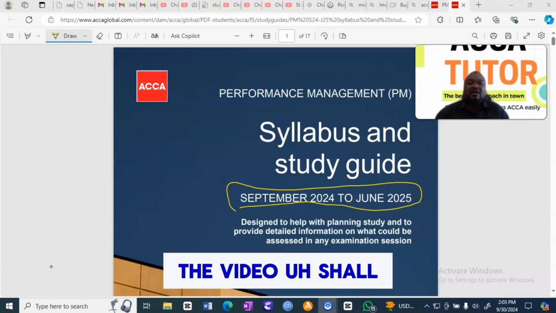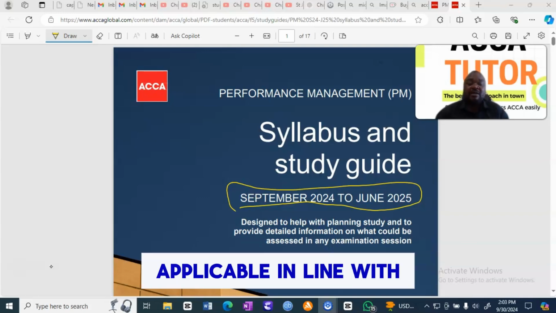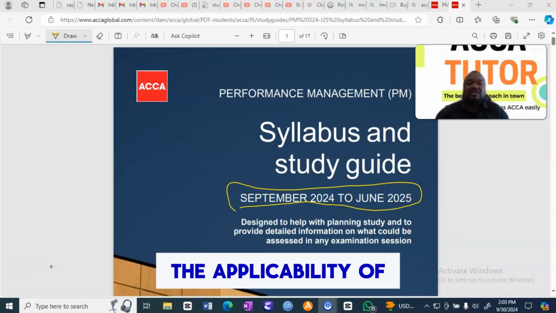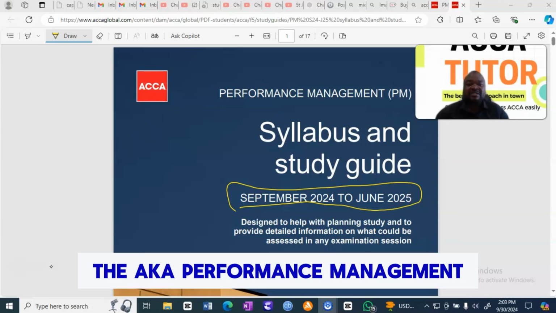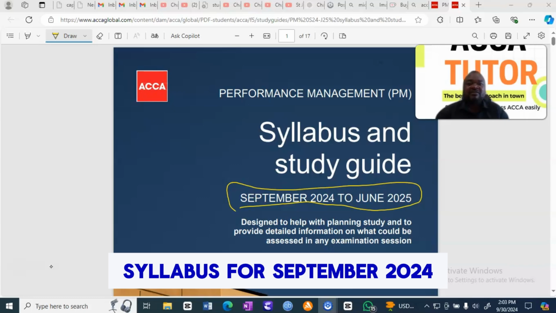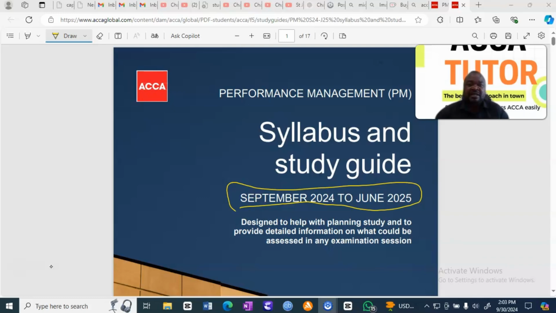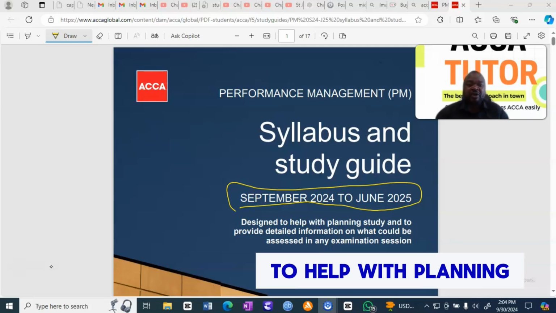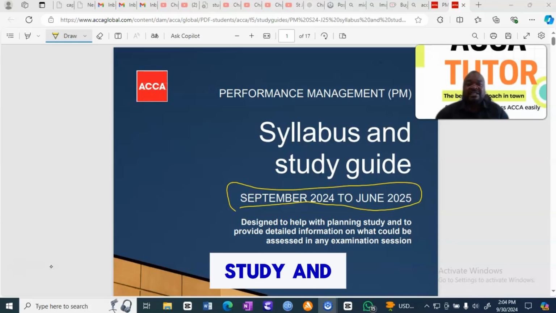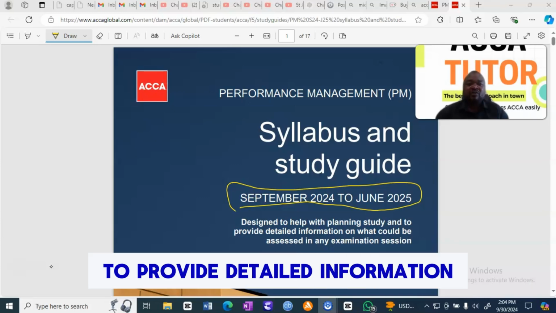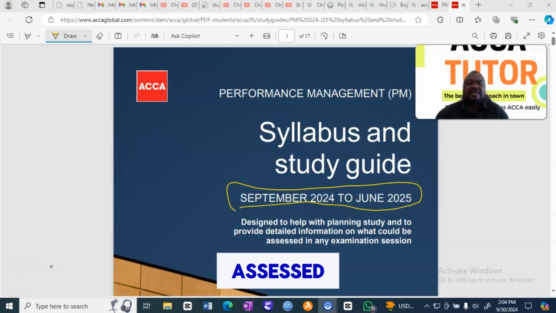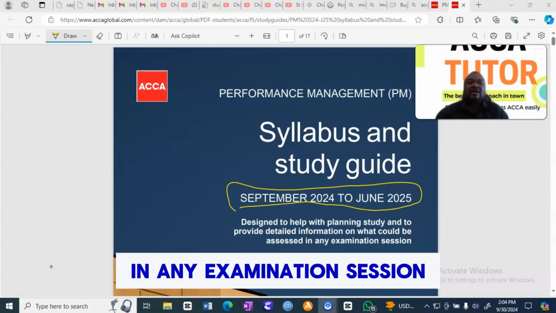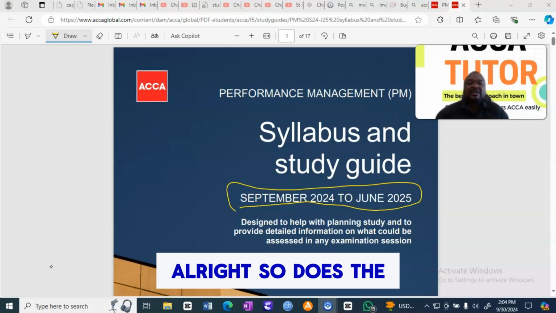The video shall be applicable in line with the applicability of the ACCA Performance Management syllabus for September 2024 to June 2025. As you can see on the screen, the syllabus is designed to help with planning, study, and to provide detailed information on what could be assessed in any examination session. So that's the purpose of this study guide.